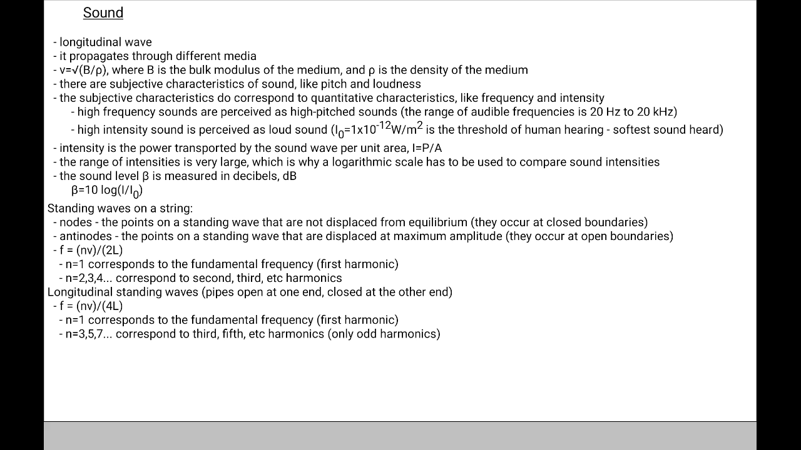So here we're summarizing this. So F is NV over 4L. N equals 1 corresponds to the fundamental harmonic or the first harmonic, and then the third, fifth, and seventh correspond to third, fifth, and seventh harmonics.